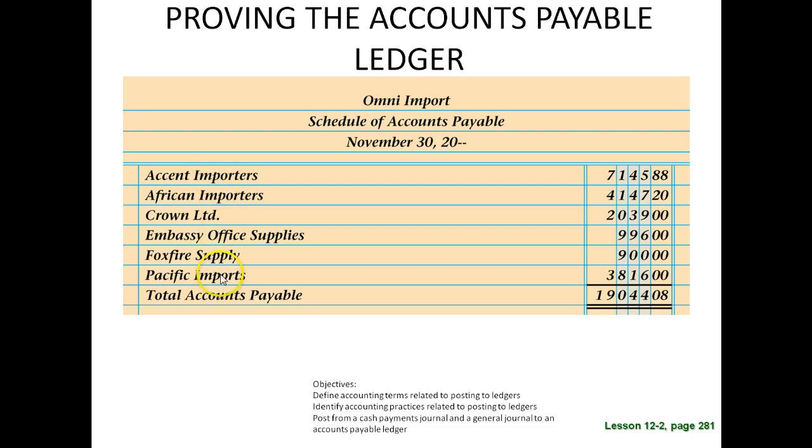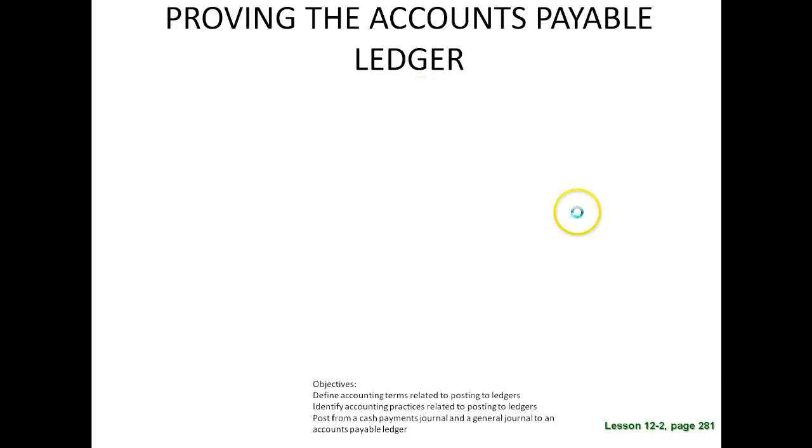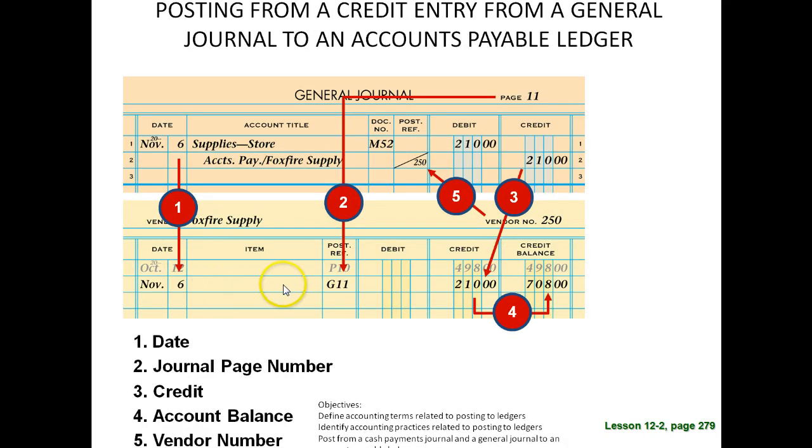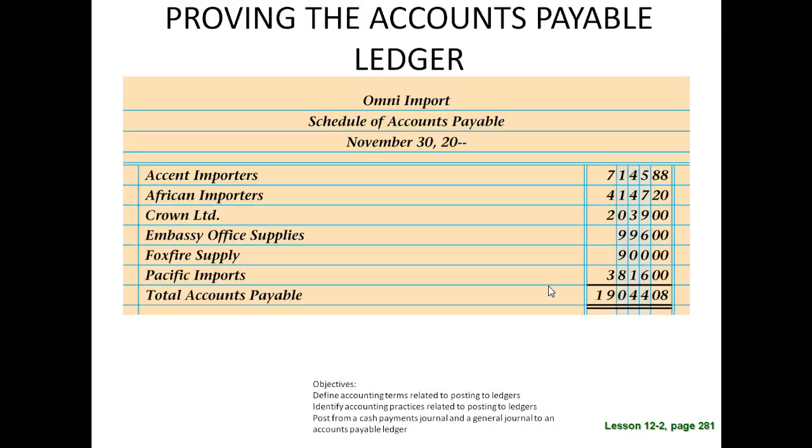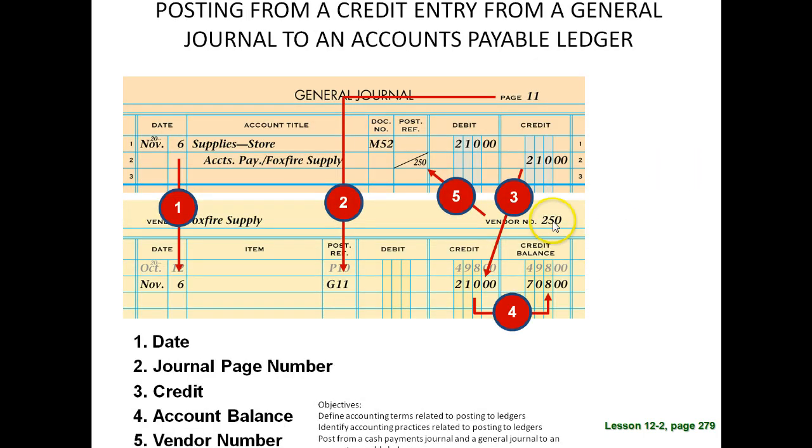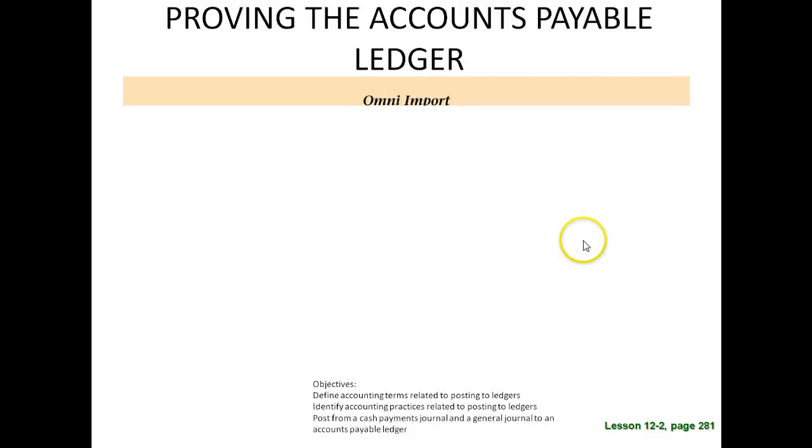Next step is that we list all of our vendors. So these are all of our vendors, right? If we go back and look at our chart of accounts, these are all 6 in our chart of accounts. We list each of the balances. Where did we get these balances? Well, we got these balances from our subsidiary ledger pages, right? So Foxfire Supply on November 6th, we owed them $708. Foxfire Supply, it looks like we had at least one more transaction for $198, but this is the balance, right? We would just go look in that ledger right here in the balance column.